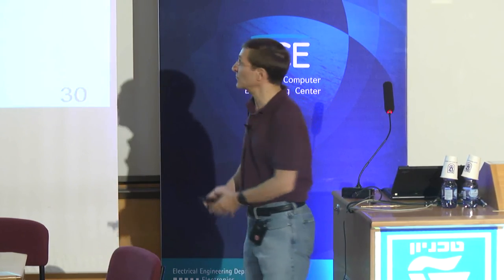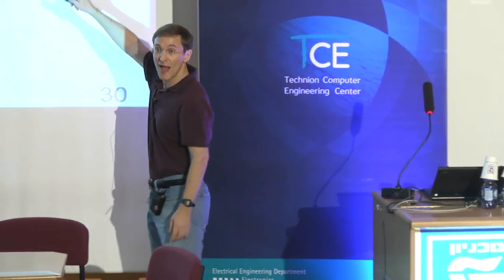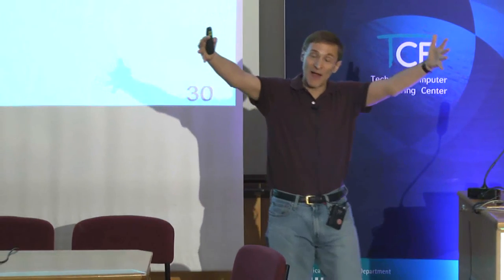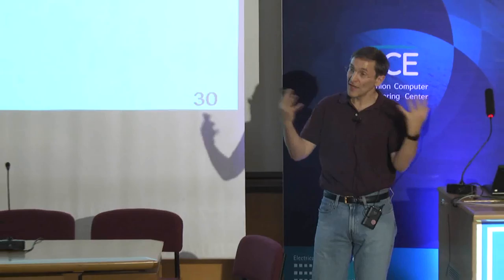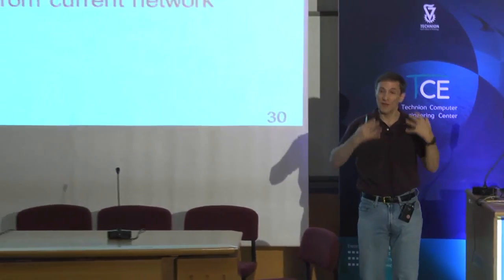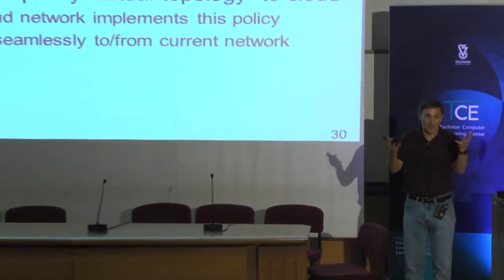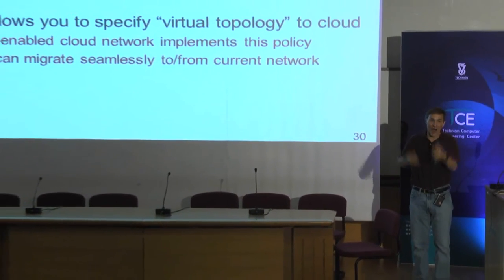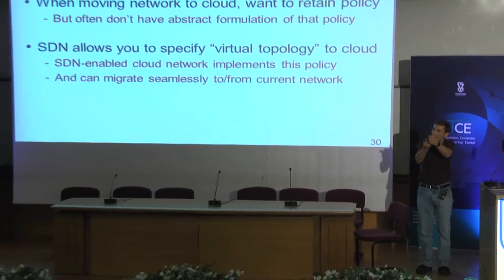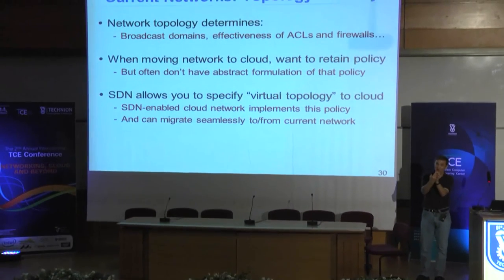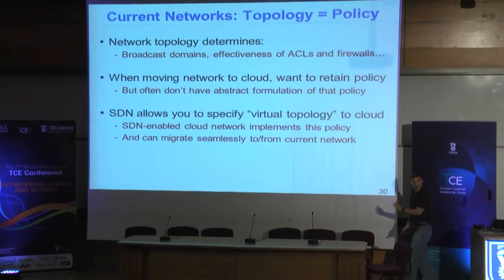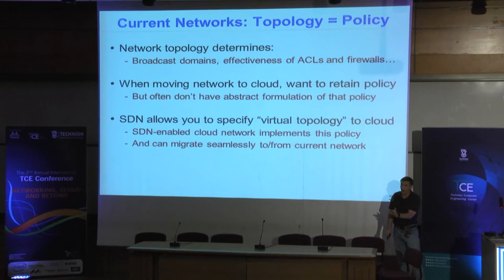So what SDN allows you to do is specify this logical topology to the cloud. It says, this is the topology of my network. And what the cloud does, using SDN, it ignores the actual physical topology. It says, that is a policy statement, i.e. there's a router here, so broadcast packets should be stopped here. There's a firewall with an ACL here in this logical topology, so that means wherever I put it in the cloud, I need to make sure there's an ACL on the path.